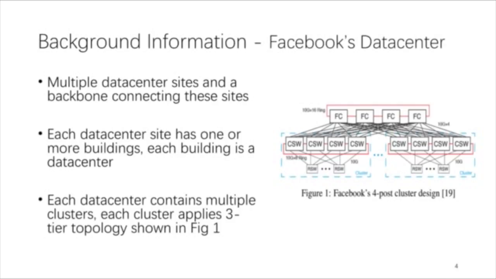So let's look at some background information about Facebook's data center. So they have multiple data center sites and a backbone connecting these sites. And each data center site has one or more buildings. Each building is a data center. So when it says data center in this paper, it means one single data center building. So each data center contains multiple clusters, and each cluster applies the three-tier topology shown in this figure.